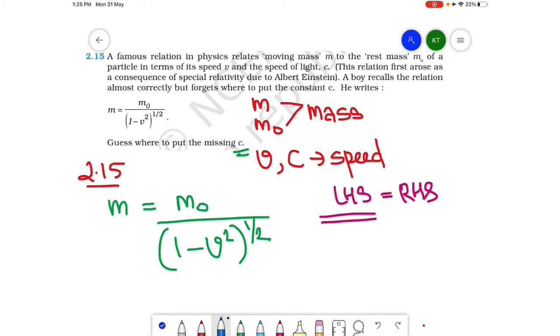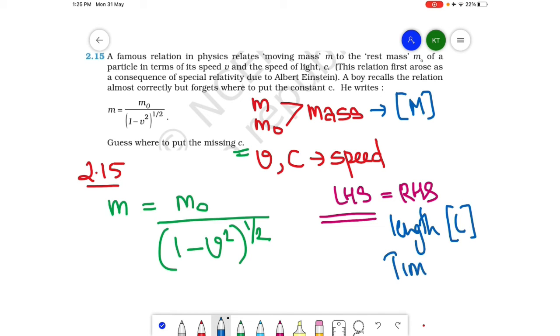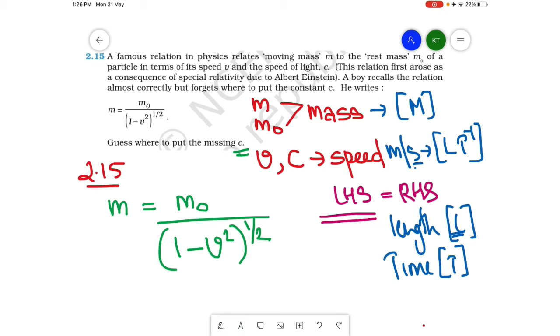Now, how do you solve this? How do you represent dimensional analysis? In case of mass, we represent it as M. If it is length, it is represented as L. Time is represented as T. What is speed? It is distance per unit time, or meter per second. How do you mention meter in dimensional analysis? Length would be L, second in time raised to minus 1, or L by T.